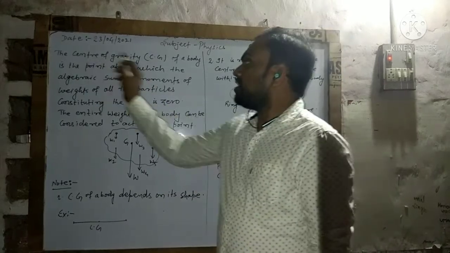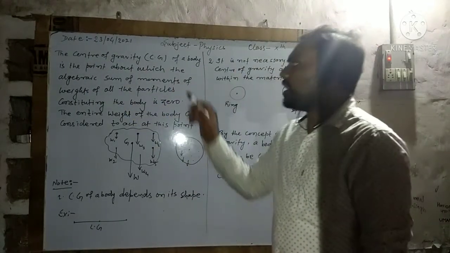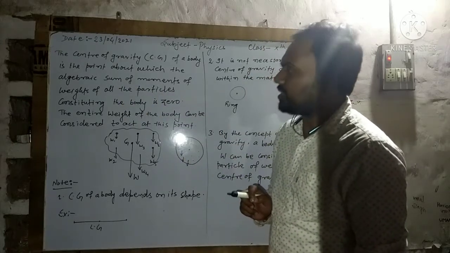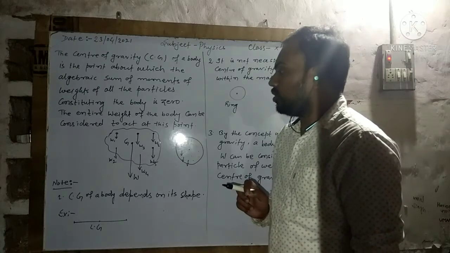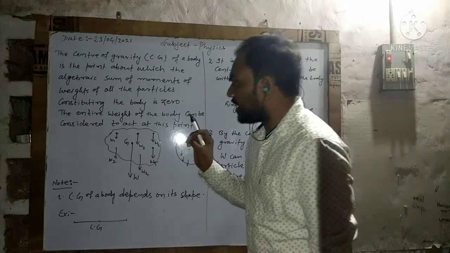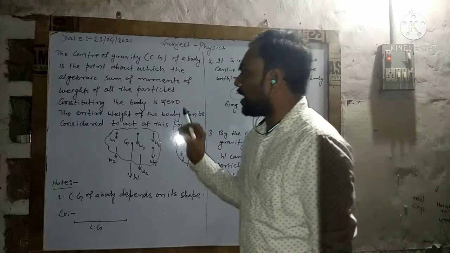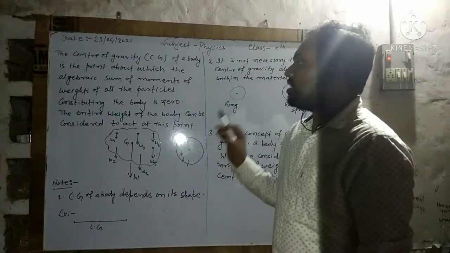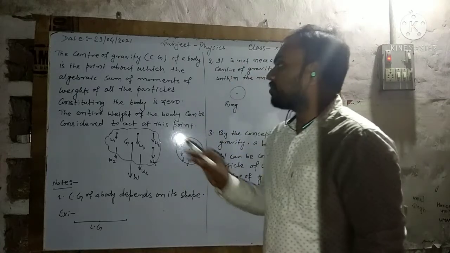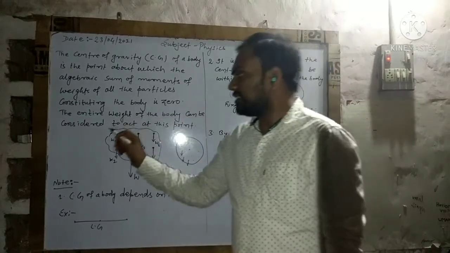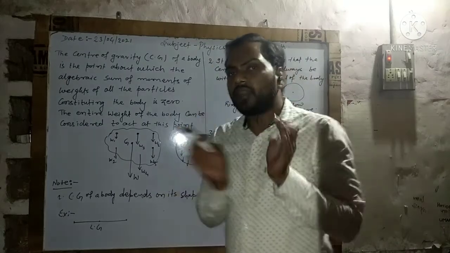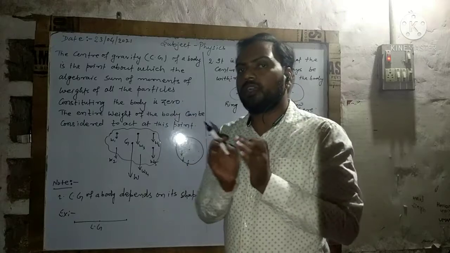The center of gravity of a body is the point about which the algebraic sum of moments of weights of all the particles constituting the body is 0. It means the whole moment produced by the weight of each and every particle will be 0 at that certain point. That point is called the center of gravity of that body. The entire weight of the body can be considered to be at this point.